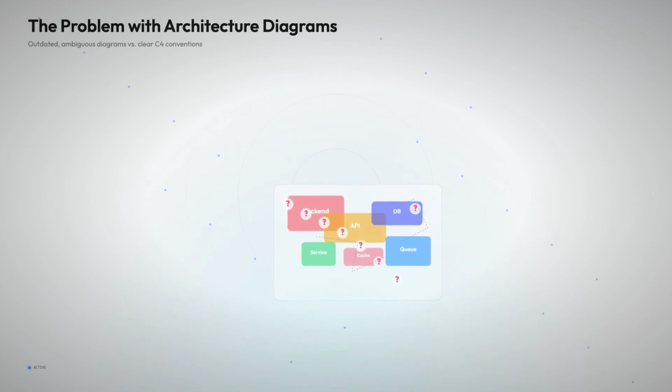Have you ever opened an architecture diagram during an incident, only to find it's from 6 months ago? Half the services shown might not exist, and new ones are missing. The deeper issue: no shared convention.